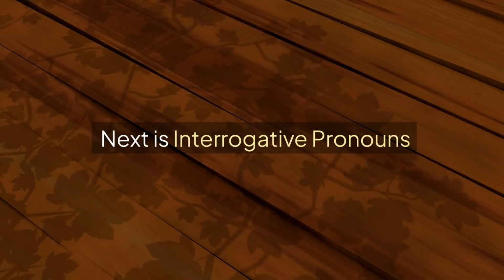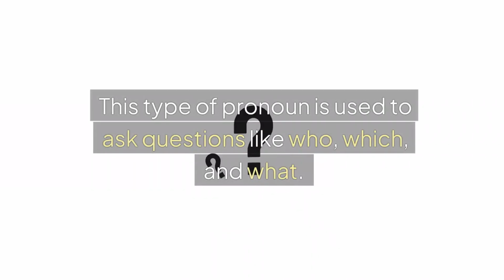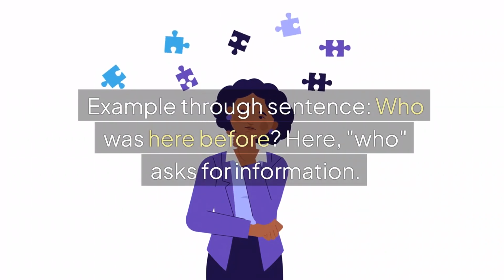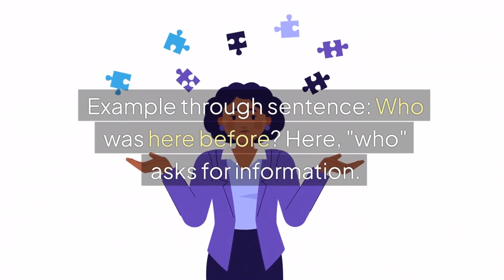Next is interrogative pronouns. This type of pronoun is used to ask questions like who, which, and what. Example through sentence. Who was here before? Here, who asks for information.